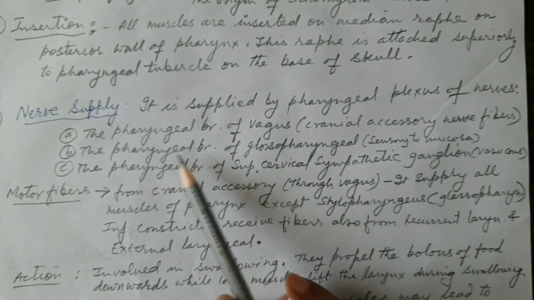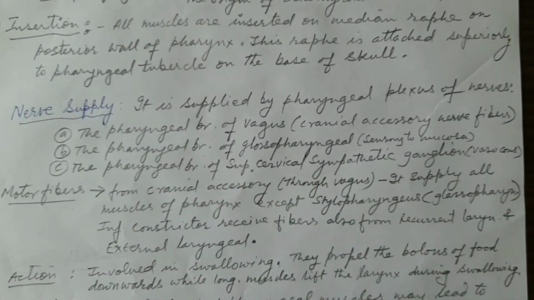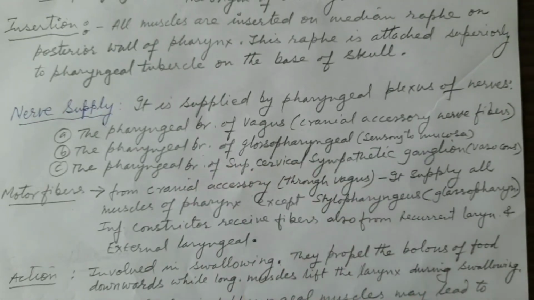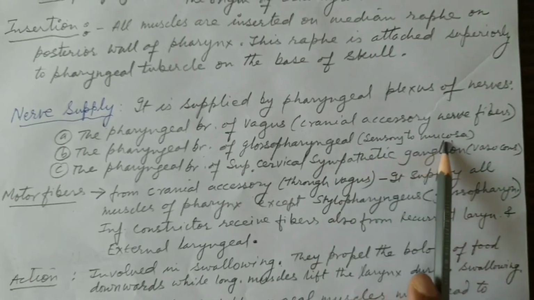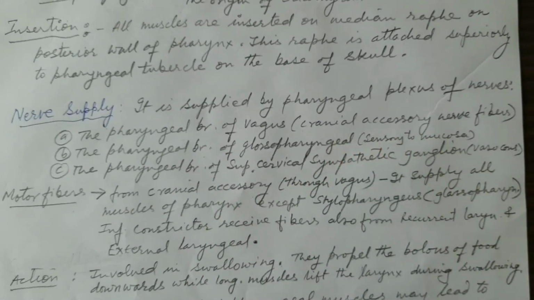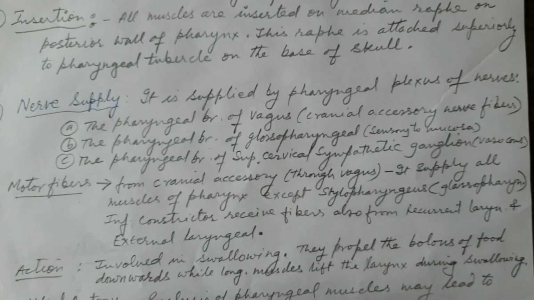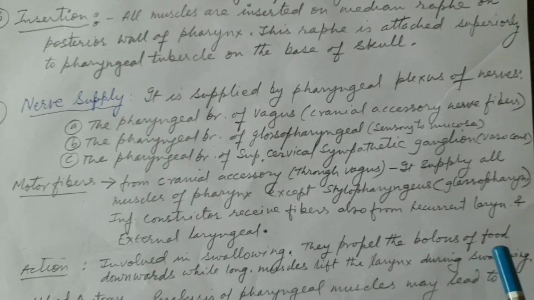The second component of this pharyngeal plexus is the pharyngeal branch of the glossopharyngeal nerve, the ninth cranial nerve. It sends its sensory component, while the vagus, through its cranial accessory fibers, is motor to the muscles of the pharynx. The third component is sympathetic autonomic, coming from the superior cervical sympathetic ganglion, and it sends fibers through this plexus which are vasoconstrictor to the blood vessels of the pharynx.